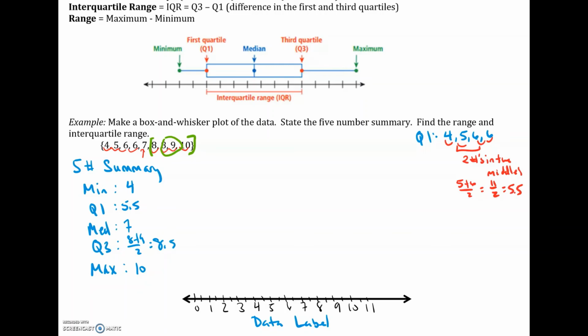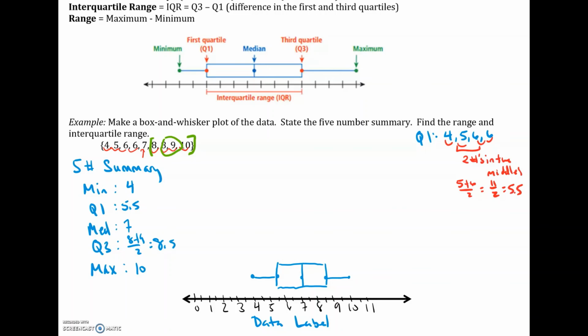And then what we want to do is kind of mimic this. So we'll put a dot for each of our 5 important points from our 5-number summary. So my minimum is 4. Q1 is 5.5. Median is 7. Quartile 3 is 8.5. And maximum is 10. The box will always go from quartile 1 to quartile 3. We're going to go ahead and put a line through the median and then connect the whiskers out to the maximum and the minimum. And there's our box and whisker plot.